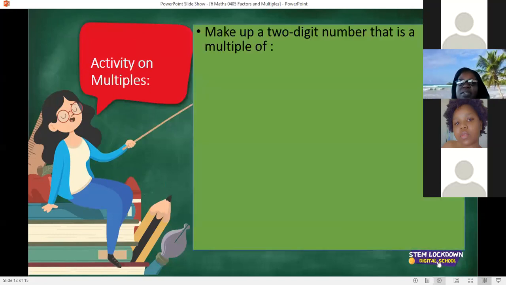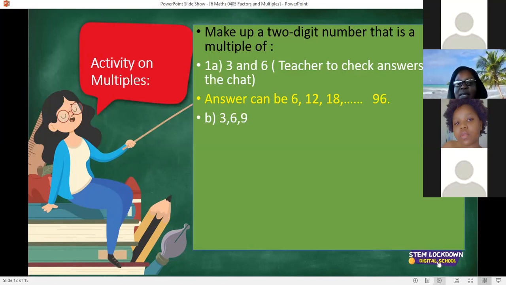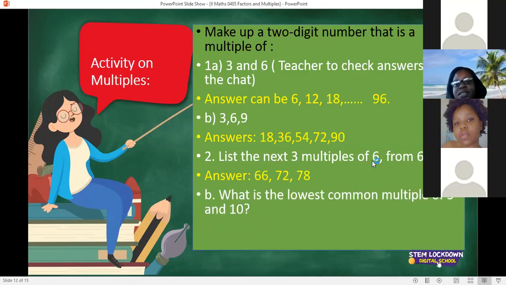Questions that you get on multiples, as I said, you're not going to get a question that says write all the multiples of 12, but you're going to get a question that says list all the factors. I'm just going to peruse through this one, and you can go back and check. It says make up a 2-digit number that is a multiple of 3 and 6. These are common multiples. And then number 2 says, list the next 3 multiples of 6 from 60.